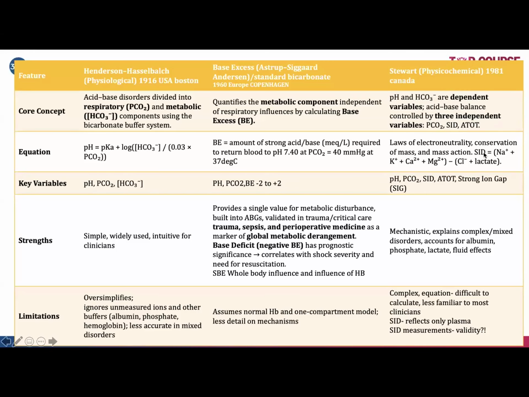So what is the strong ion difference? What are the strong anions and cations? Sodium, potassium, calcium, and magnesium minus chloride and lactate. So this is the strong ion difference. Whereas it considers the pH, PCO2, strong ion A dot, and strong ion gap. So what is the strong ion gap? We'll see that later. Strength is that it takes into account the unmeasured anions and all, like albumin, phosphate, lactate effects, fluid effects. So everything it takes into account.